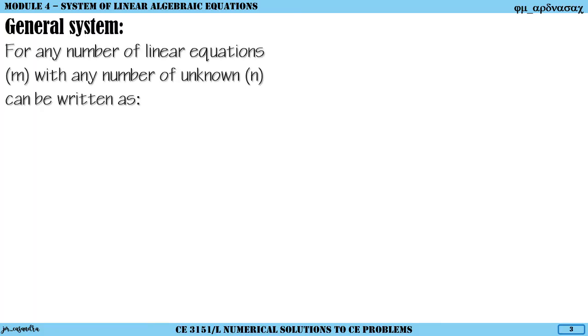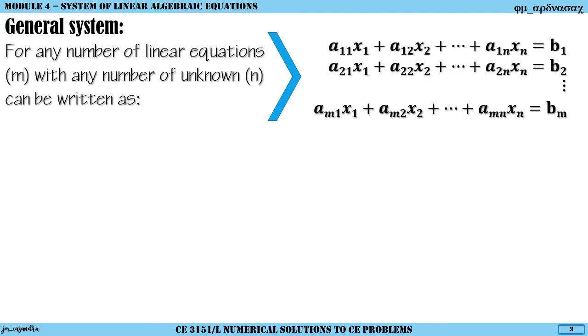The general system for any number of linear equations, m, with any number of unknowns, n, can be written as a11 x1 plus a12 x2 plus up to a1n xn is equal to b1, until the m-th equation. So they would follow the same general form of a linear equation, but will have a number of equations, m.